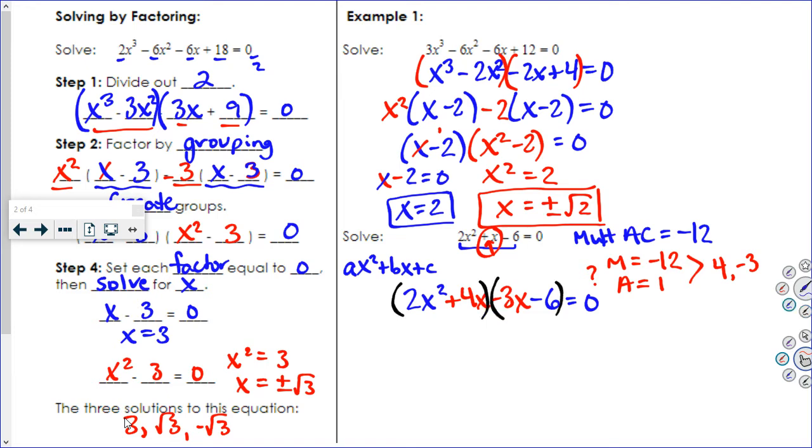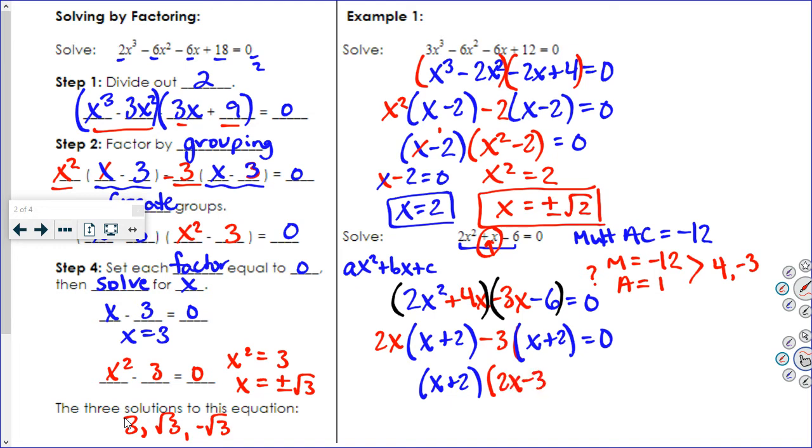And so now we can look at this, and we have a 2x in this first set of parentheses. When I take out the factor 2x, I'm left with x plus 2. I can take out a negative 3. Again, my whole goal is to get matching parentheses, so it has to be a negative 3, not a positive 3. And then I can put my matching parentheses, and again, what I call my leftovers, the part on the outside, 2x minus 3.